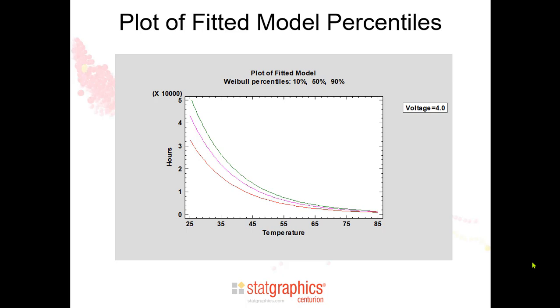Here you see a plot of the fitted Weibull percentiles as a function of temperature with voltage set to 4. There are 3 lines, one for the 10th percentile, one for the 50th percentile, and one for the 90th percentile. At the normal operating temperature of 25 degrees, the 50th percentile is about 43,000 hours.